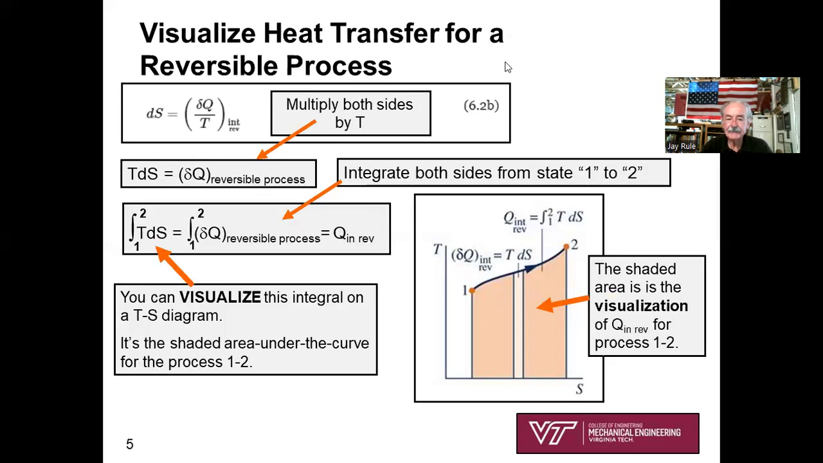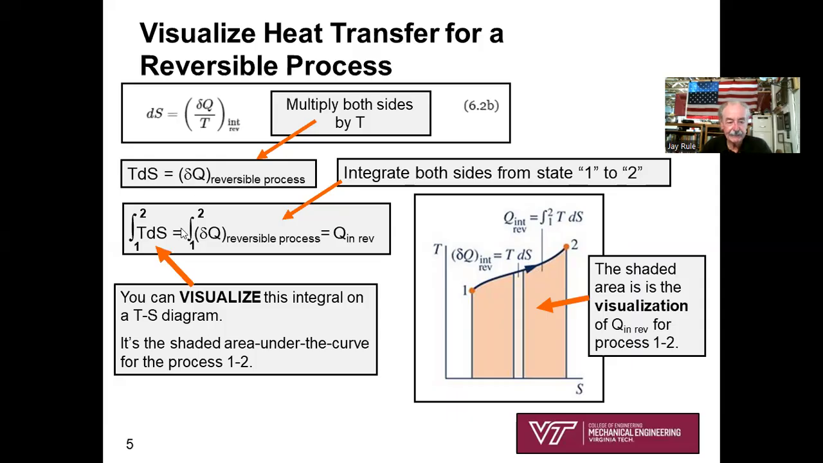Let's go with that and see where we go in the chapter. Well, we've got to visualize heat transfer for a reversible process. And so let's see, we've got dS is del Q over T. That was our definition. Let's multiply both sides of this definition relationship by T. And so left-hand side, we're going to get T dS is equal to del Q reversible. Right-hand side, let's not dissect that just yet. Let's just say we've got to go along a reversible process path, like a quasi-equilibrium process where we can define the path with an equation.